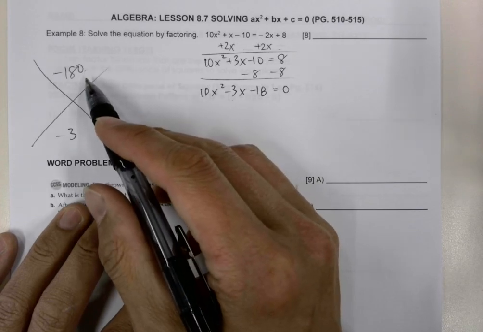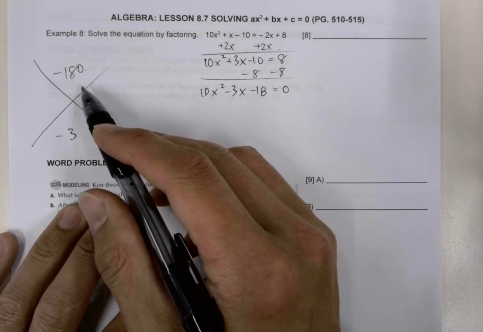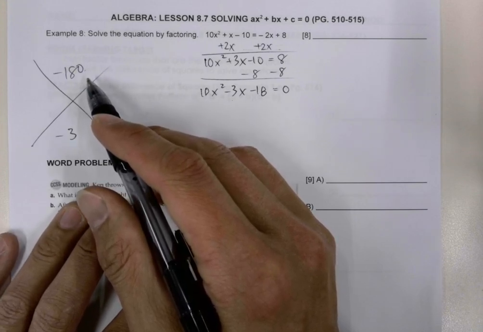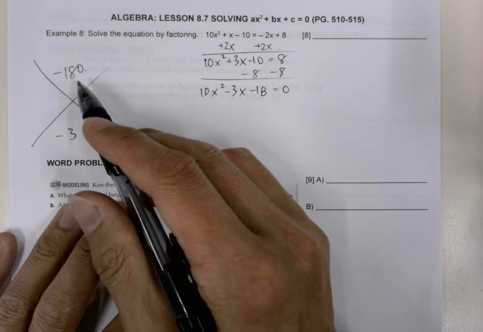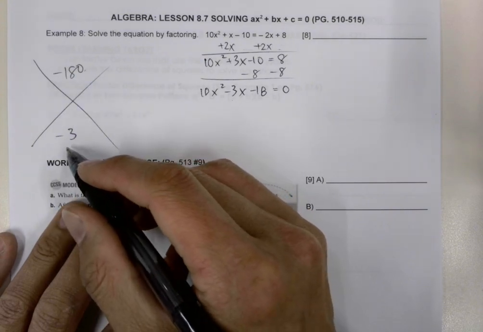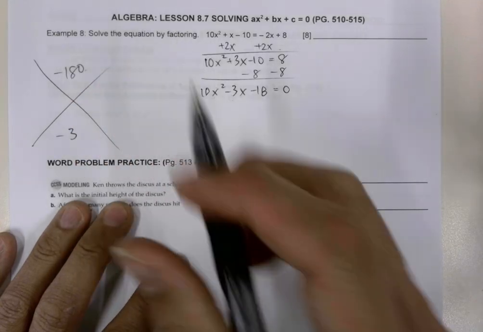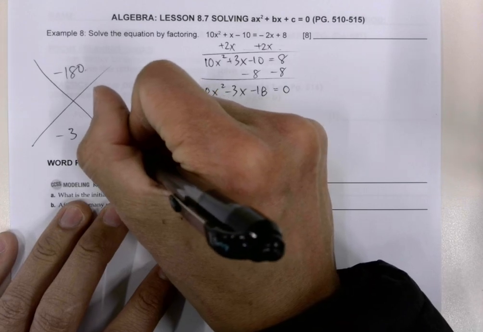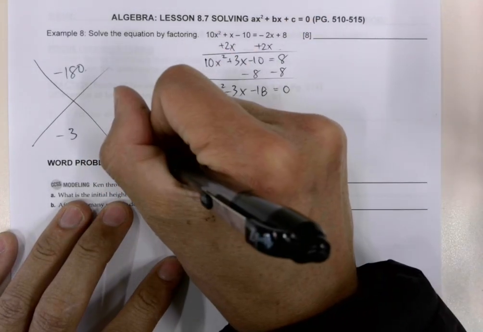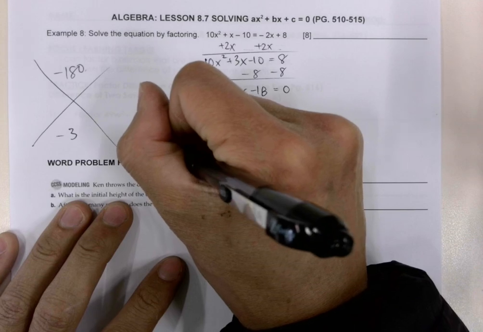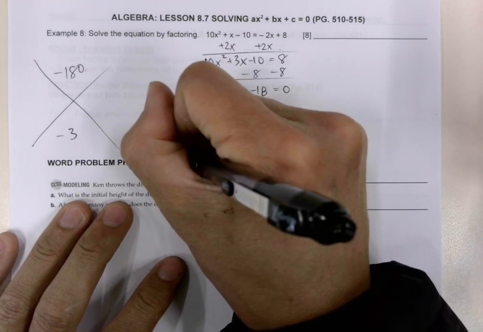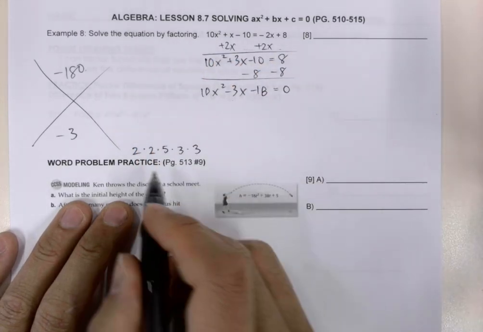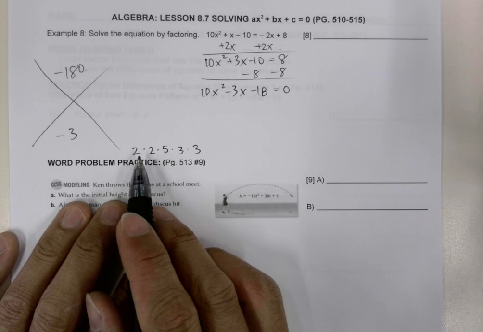So we have 9 times 20, that's not going to work out. We have 18 times 10, they do not add up to 3. So I guess we need to write out the factors of 180. So 180 divided by 2 is 90. Divided by 2 is 45. Divided by 5 is 9. Divided by 3 is 3. So these are the factors of 180, right?